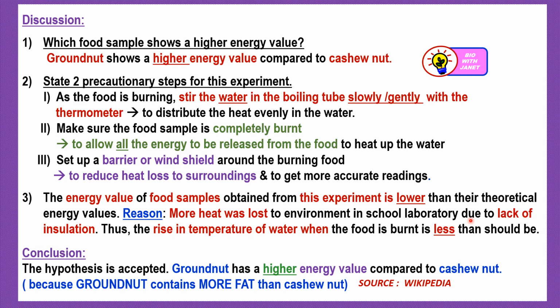Okay, so compared to using the bomb calorimeter, if we do this experiment in the lab, as what we discussed just now, more heat is lost to the environment because we didn't use any form of insulation except to put a windshield around the apparatus. Thus, the rise in temperature of water when the food is burnt is less than it should be. All right, and then this will cause a lower energy value to be obtained through calculation. So our conclusion is that the hypothesis is accepted. Groundnut has a higher energy value compared to cashew nut.